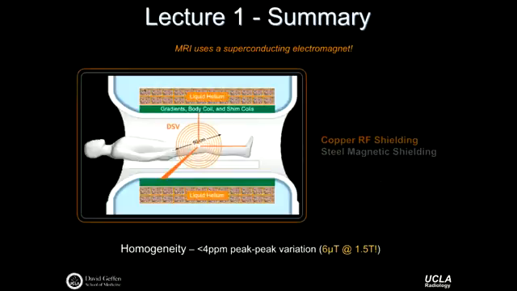And when it comes to actually building out the room itself, we have to build it out with copper shielding to keep RF energy from getting into the room. And we need to build it with steel magnetic shielding to prevent our B0 field from getting out of the room. So we need to isolate our system from interfering with other things and from other things interfering with it, if you will.